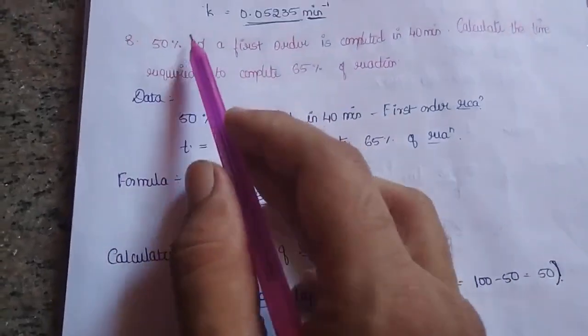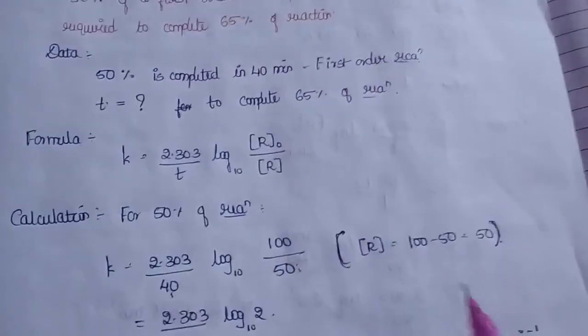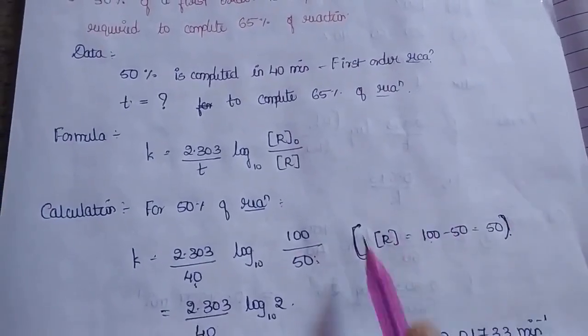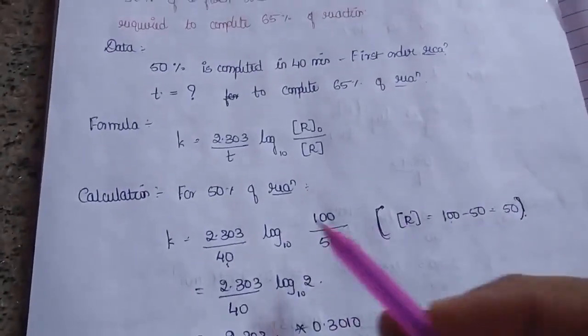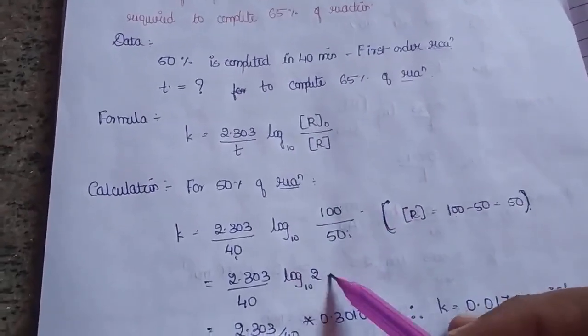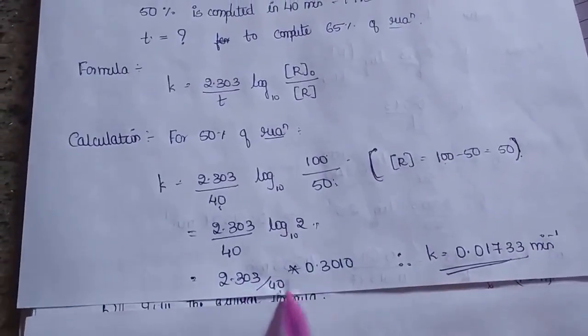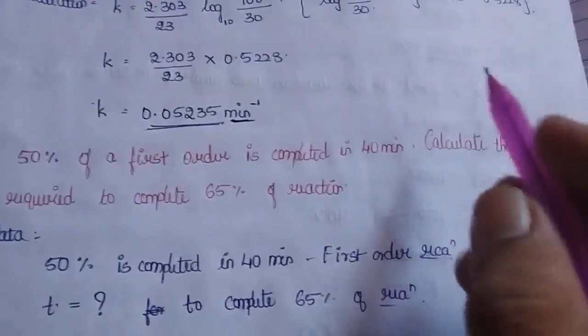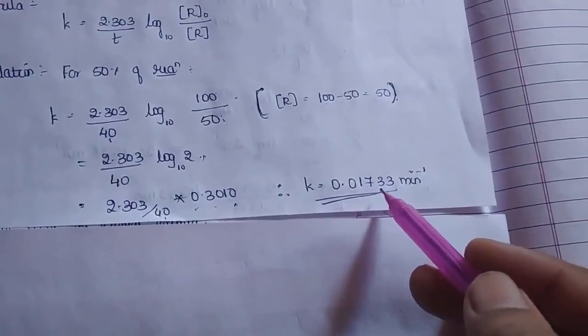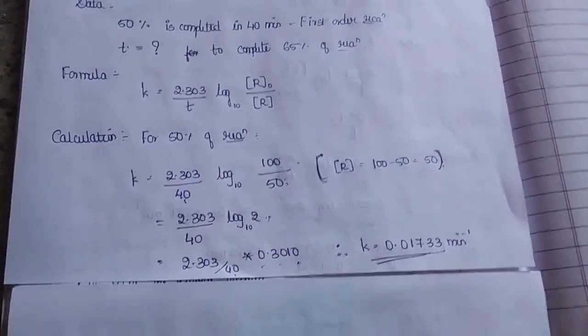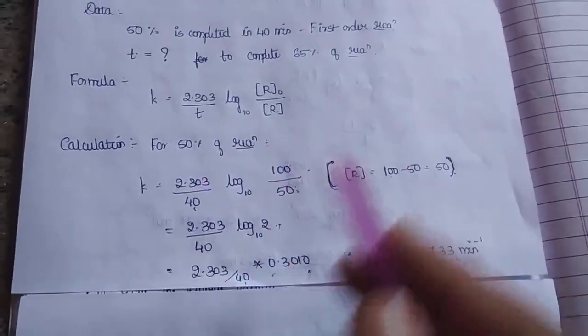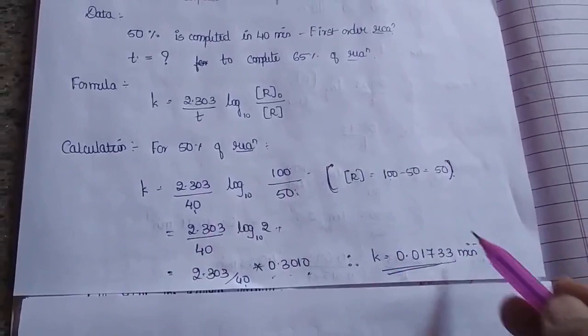Remember, this R I have not taken as 50 directly over here. Instead, it is 100 minus 50, the same way as we have done in our earlier problems. Don't get confused. Then of course log 100 by 50 means log 2. So 2.303 by 40 into 0.3010. What will be the unit of your rate constant? Basically, it will be in per minute, that is 0.01733 per minute. So utilizing the 50% data of the reaction, we have obtained the rate constant.